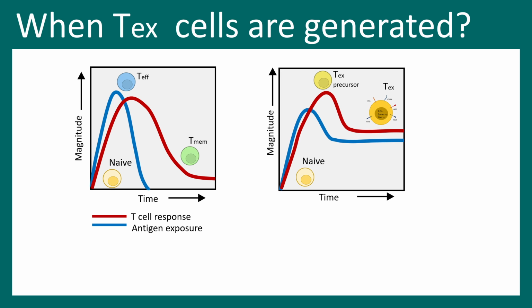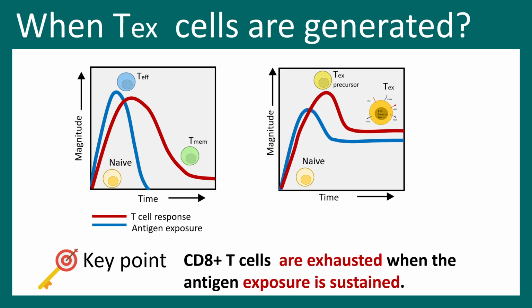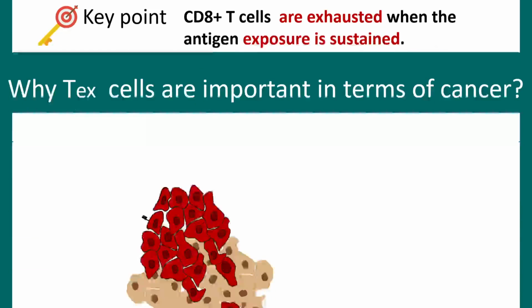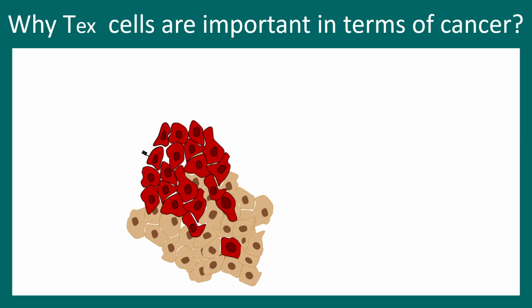This is the normal scenario, but in many cases T cells get exhausted when they encounter pathogen or antigen for a very long time. They get exhausted, they become unresponsive towards stimulation, and this is known as a state which is characterized by specific molecular markers. This is very important in the context of cancer.